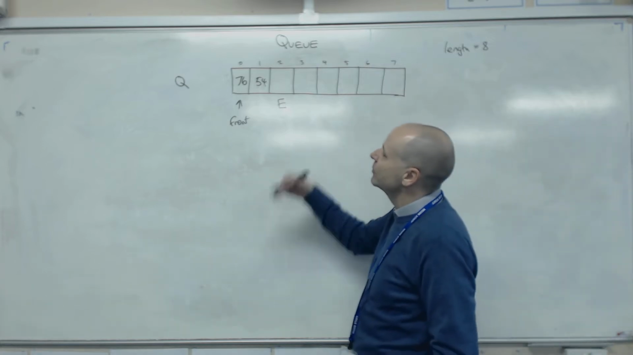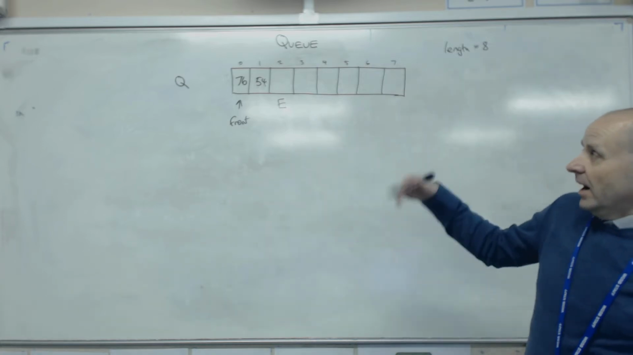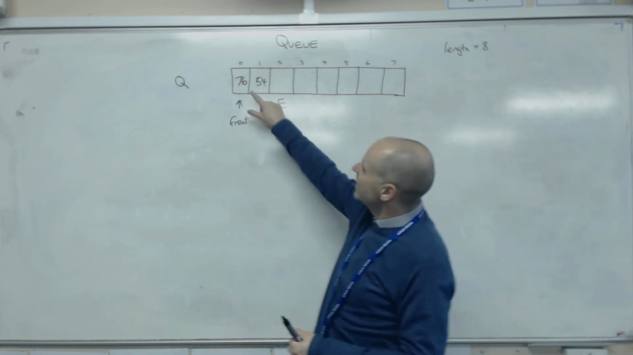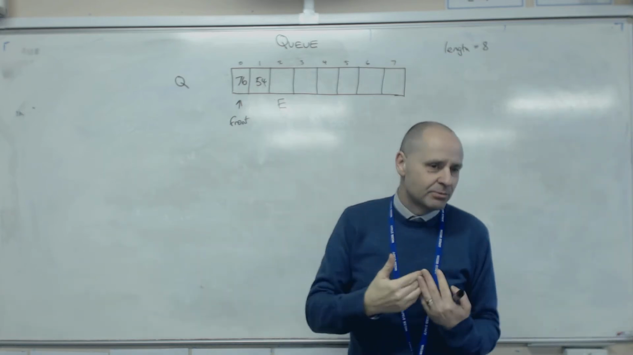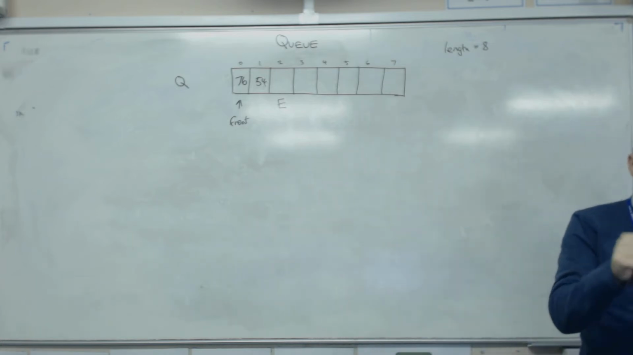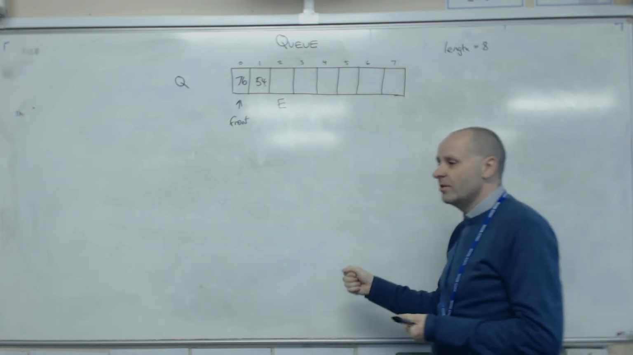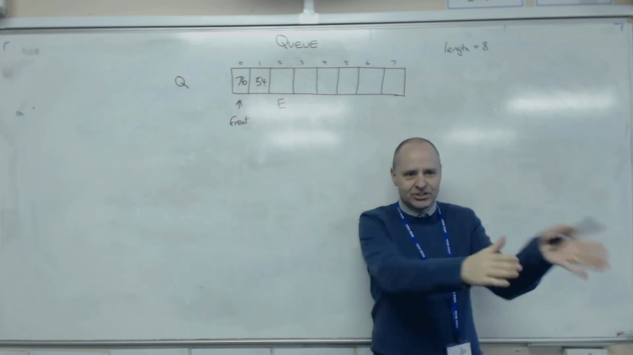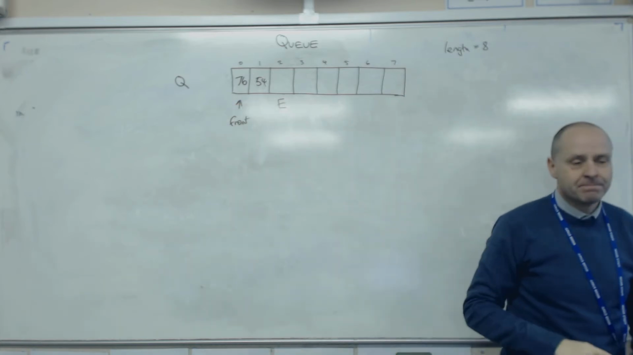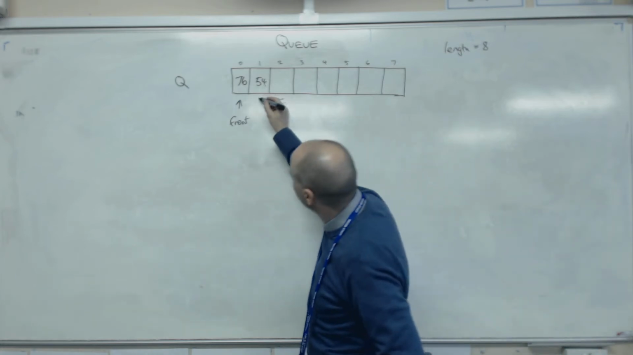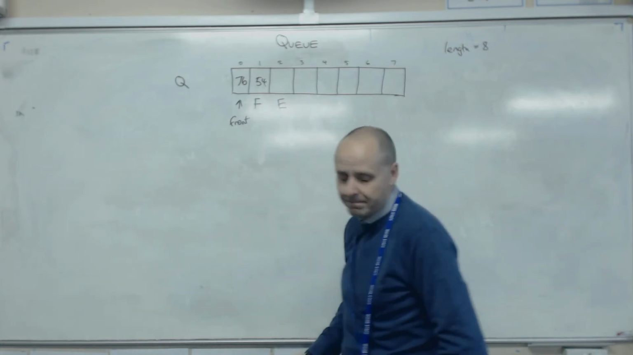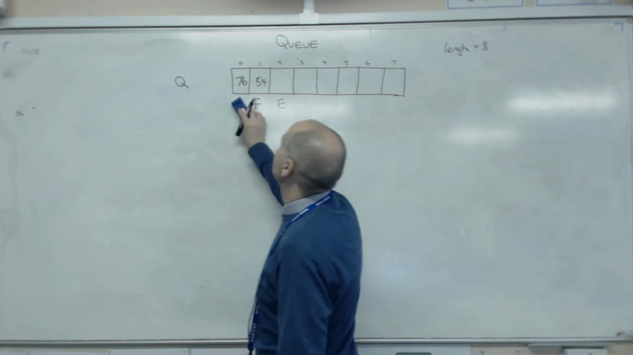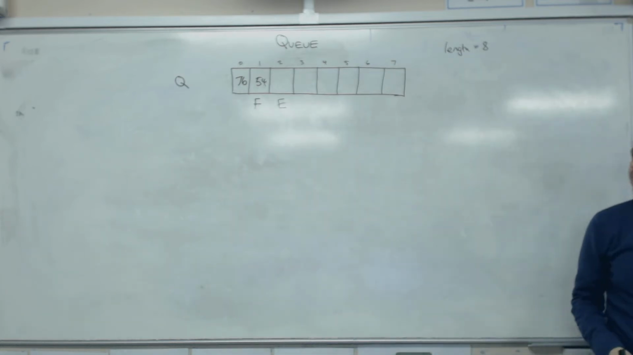If I try and remove something, I can't access the 54 because that's not at the front. So the thing that gets processed is the 76. The 76 comes out, and as usual with everything we do when we're programming, we do not delete the 76. It just sits there, ready to be overwritten. To remove it, all we do is grab the data and then move the front pointer. Okay?